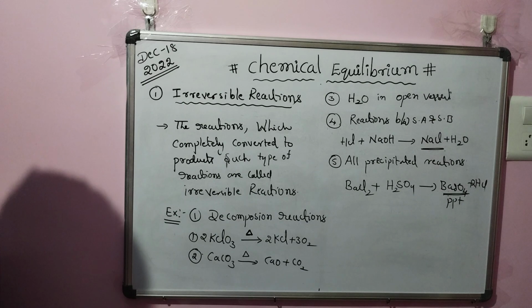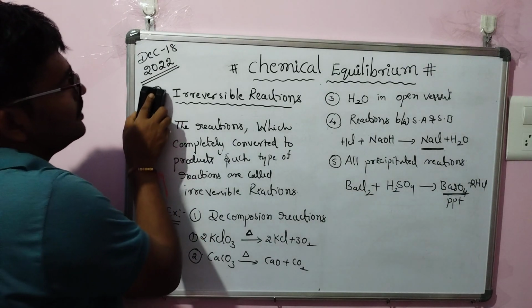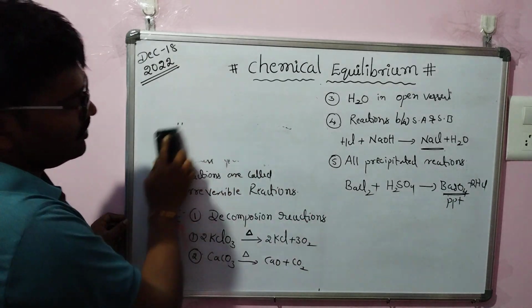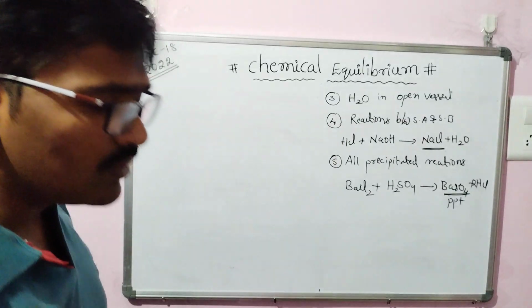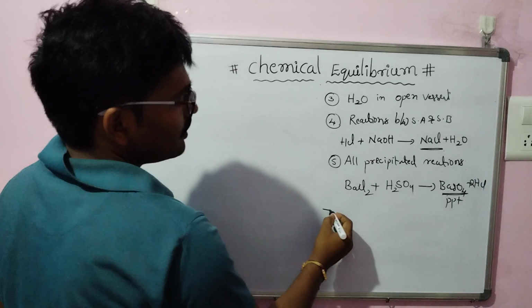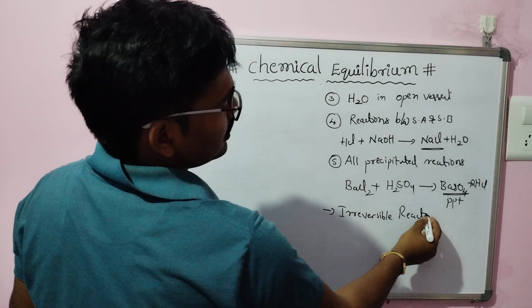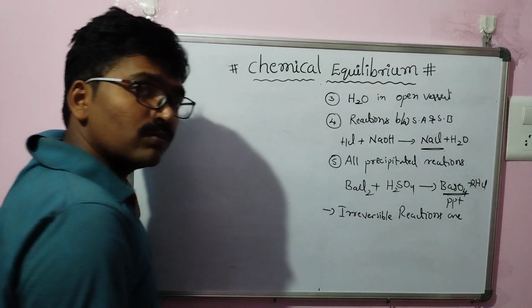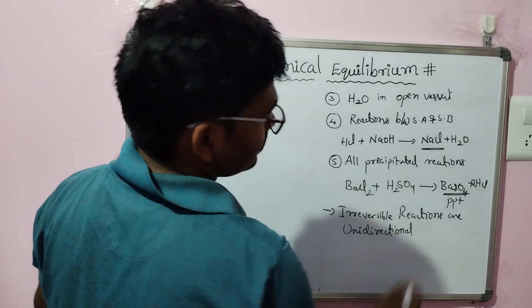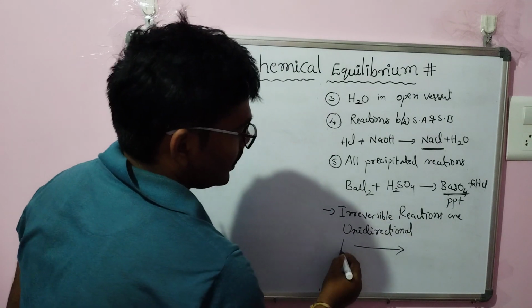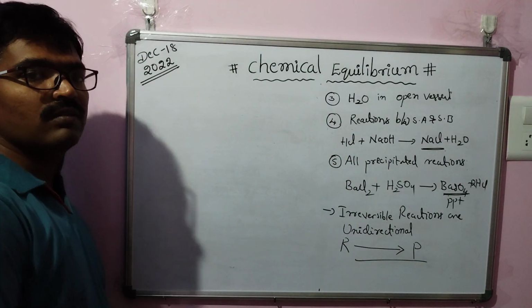So note it. Second one, reversible reactions. So what are the reversible reactions? That we have to discuss. But before going to the reversible reactions, one thing you can say about irreversible reactions: they are unidirectional reactions. Only one direction, from the reactant side to the product side, takes place. Such types of reactions are irreversible.